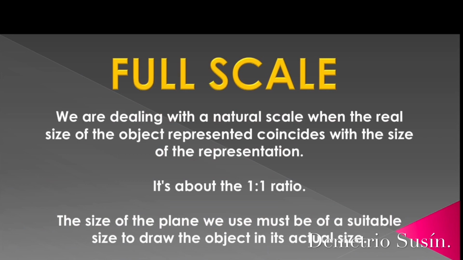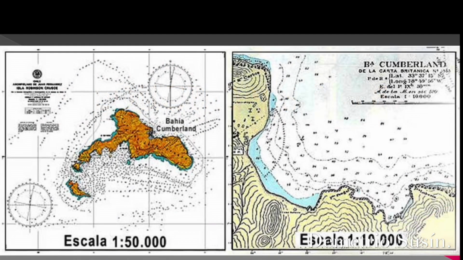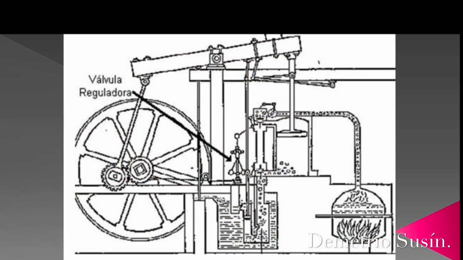Full scale. We are dealing with a natural scale when the real size of the object represented coincides with the size of the representation. It's about the 1:1 ratio. The size of the plane we use must be of a suitable size to draw the object in its actual size. Reduction scale. We find this type of scale when the size of the representation on the plane is smaller than the real object. It is used to represent extensive land, house plans, or large objects.